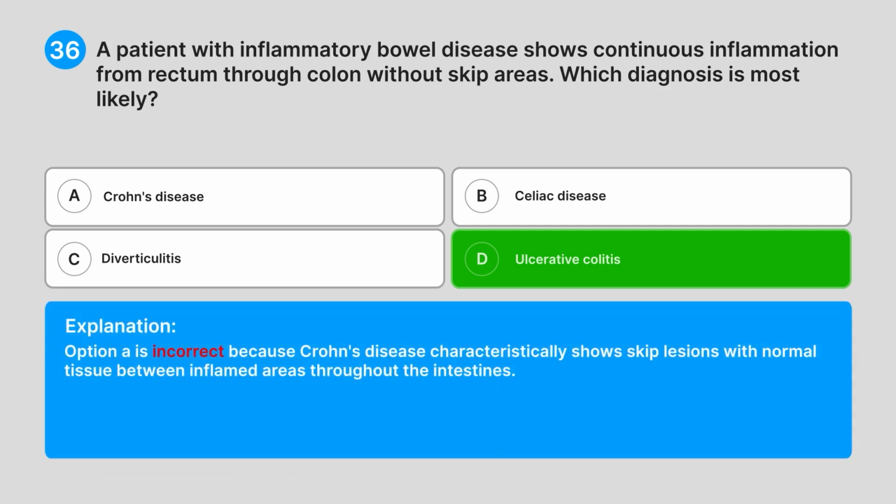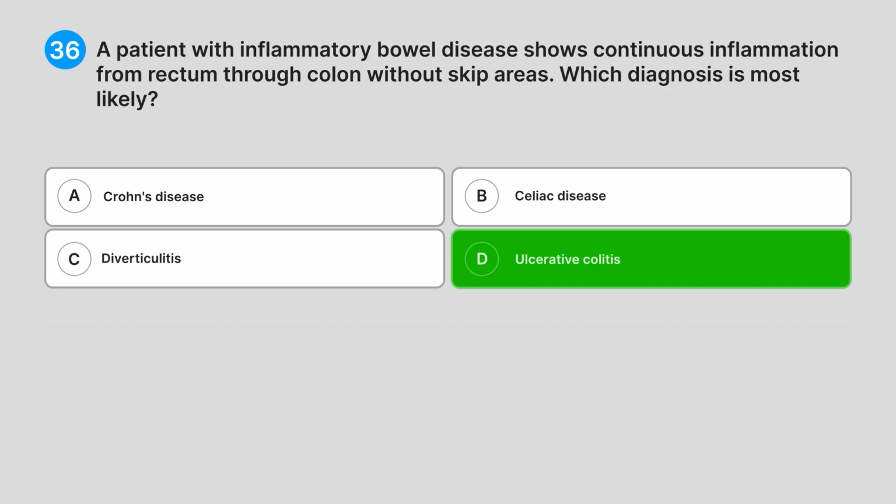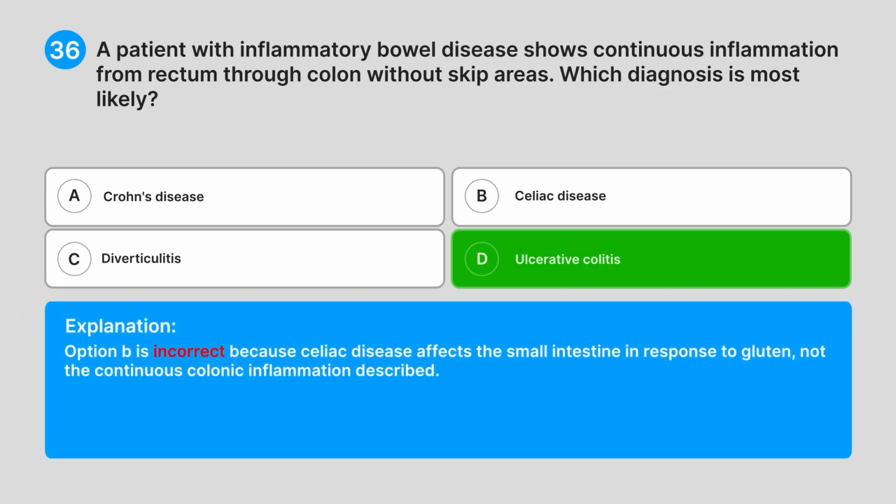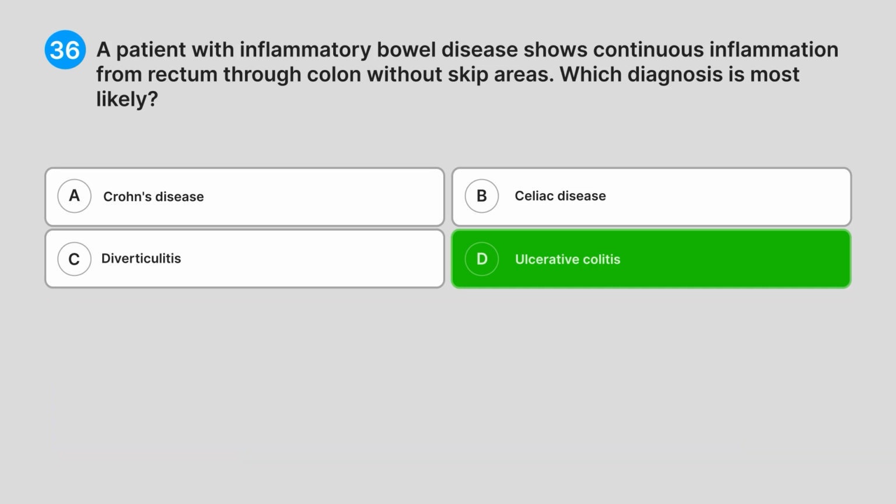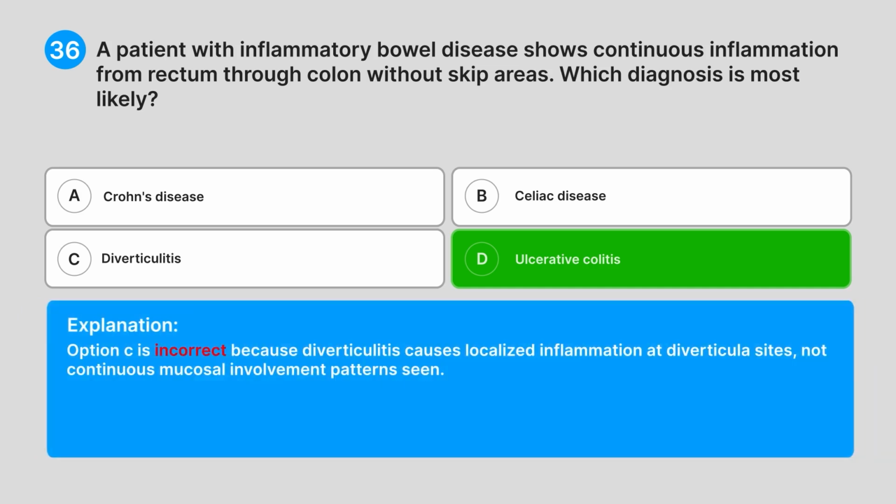Option A is incorrect because Crohn's disease characteristically shows skip lesions with normal tissue between inflamed areas throughout the intestines. Option B is incorrect because celiac disease affects the small intestine in response to gluten, not the continuous colonic inflammation described. Option C is incorrect because diverticulitis causes localized inflammation at diverticular sites, not continuous mucosal involvement patterns.